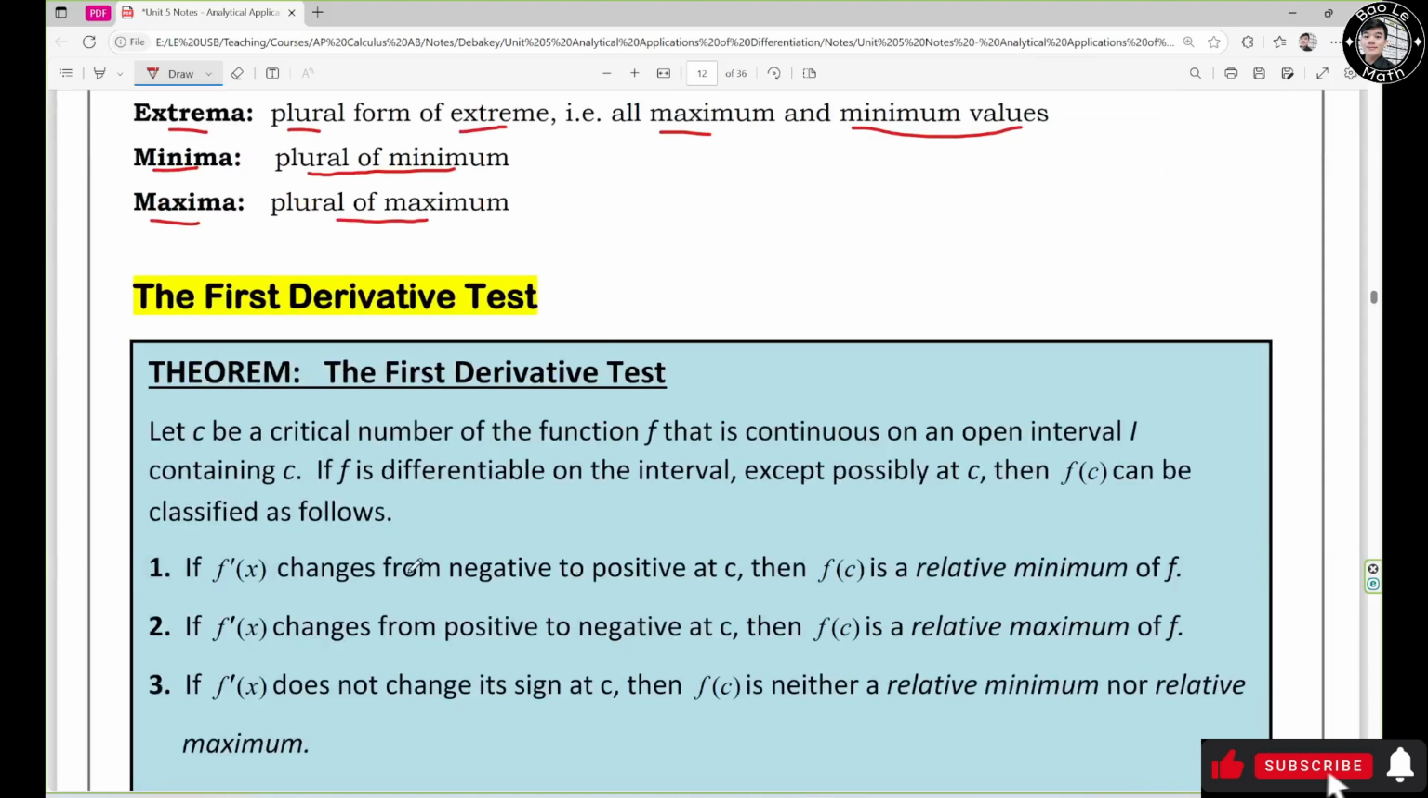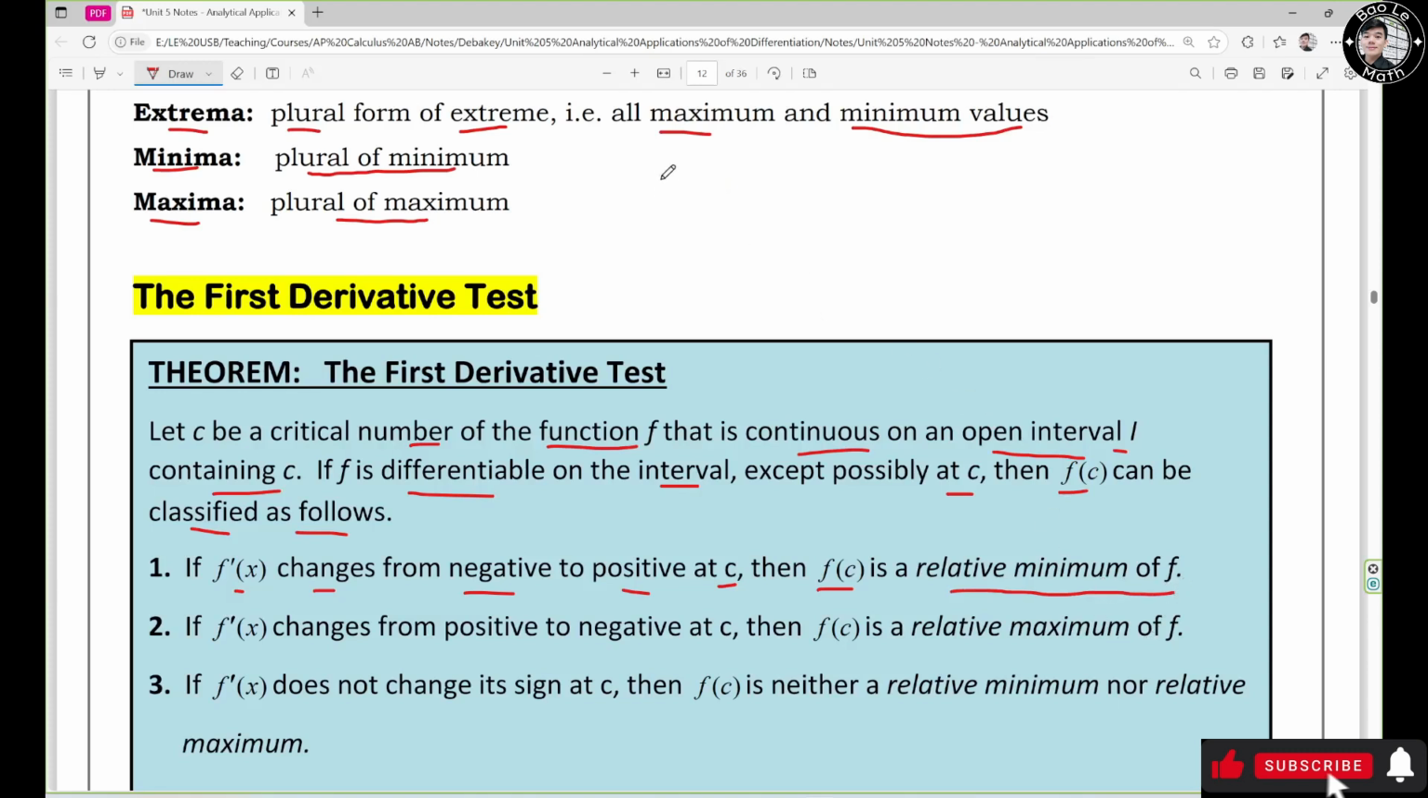Now, the first derivative. We have the theorem, the first derivative test. Let c be a critical number of the function f that is continuous on the open interval I containing c. If the function f is differentiable on the interval, except possibly at c, then f(c) can be classified as follows. Number 1. If f prime of x changes from negative to positive at c, then f(c) is a relative minimum of f.